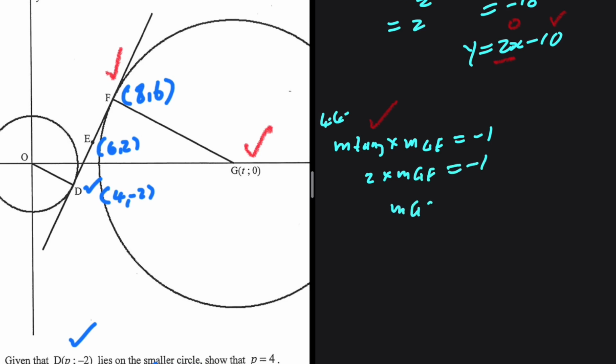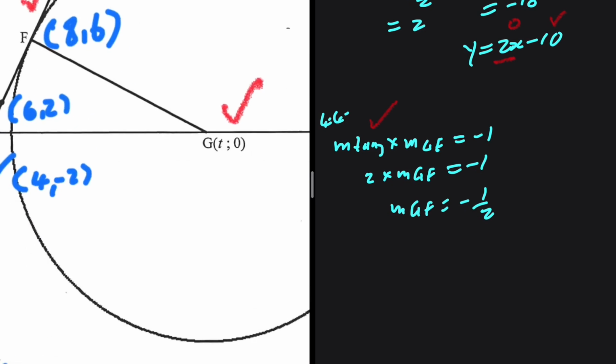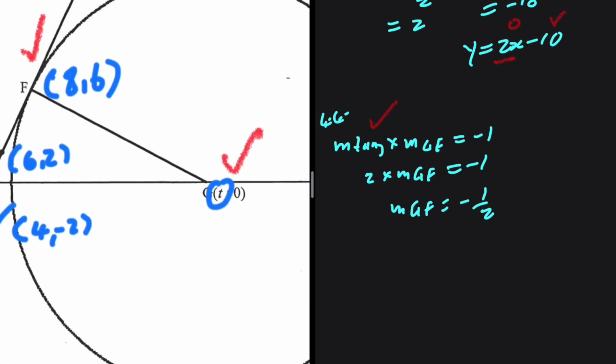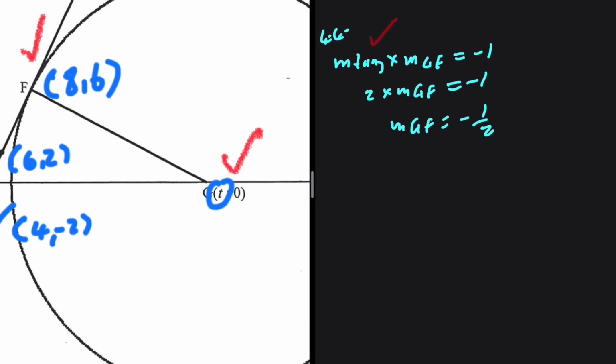So the gradient of GF is equal to minus a half. Okay, how can we use that to find the coordinates of T? If we use GF to find that gradient of minus a half, the only unknown variable will be T. Let me show you what I'm talking about.